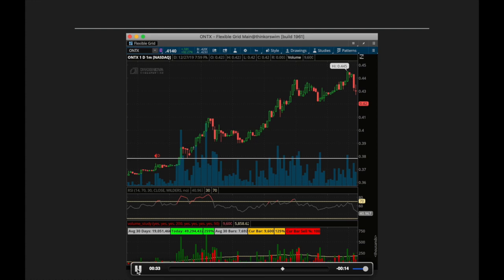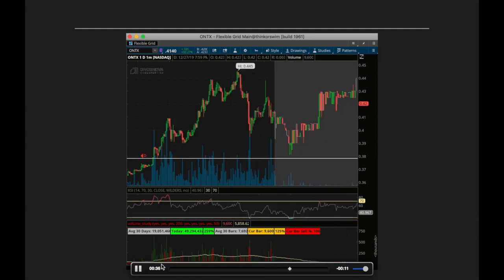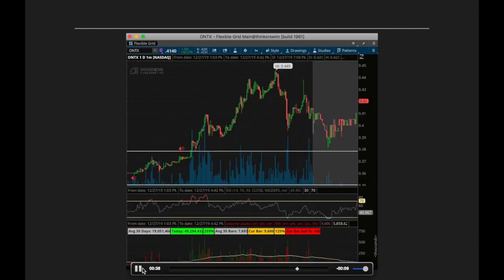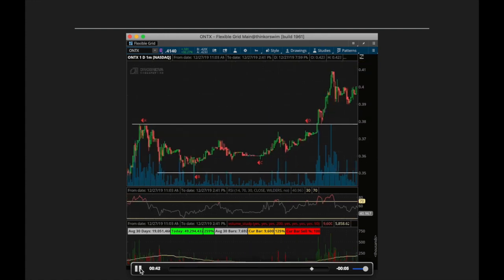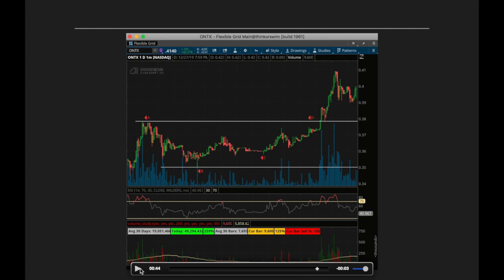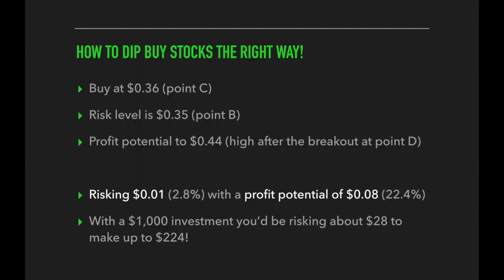Yeah, and then it starts to pull back down a little bit. But if we zoom out here, you can see the entire day just to show you the entire pattern. And in this example, this is a great example because it shows you that if we're dip buying the stock at 36 cents, which again is point C, our risk level is only going to be down to 35 cents at point B, and our profit potential in this case was all the way up to about 44 cents because that's the high that it hit after it broke out at point D.